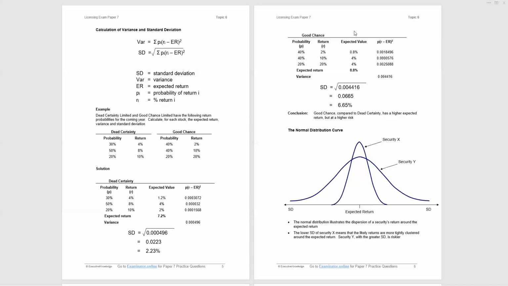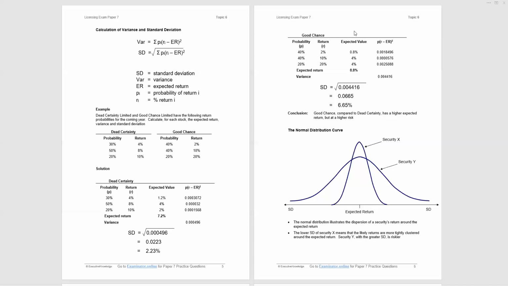So you can see that Dead Certainty has an expected return of 7.2%. Good Chance has a higher expected return of 8.8%. So surely Good Chance is more attractive. But what about the risk? You can see the risk of Dead Certainty is much lower.